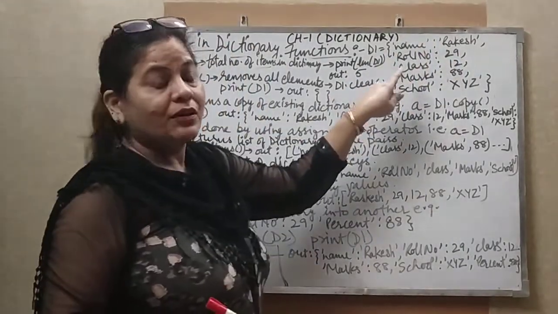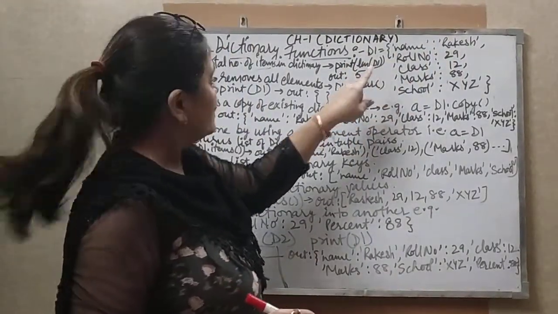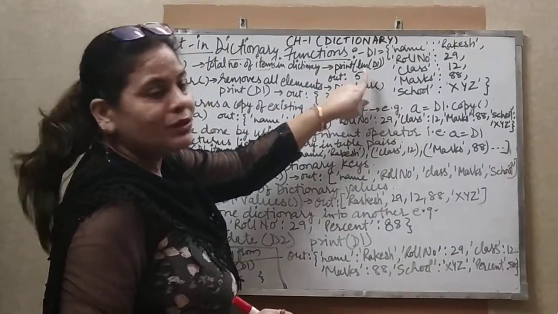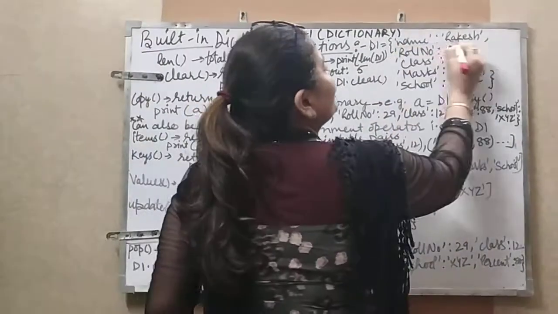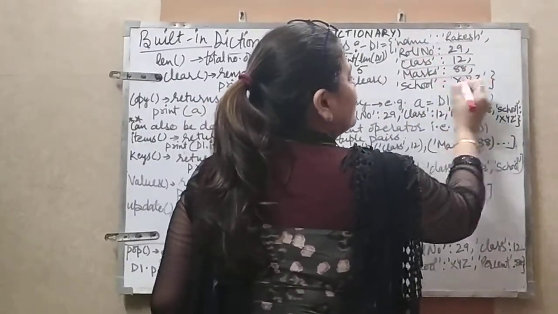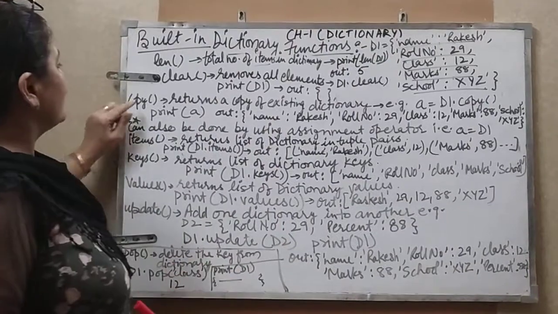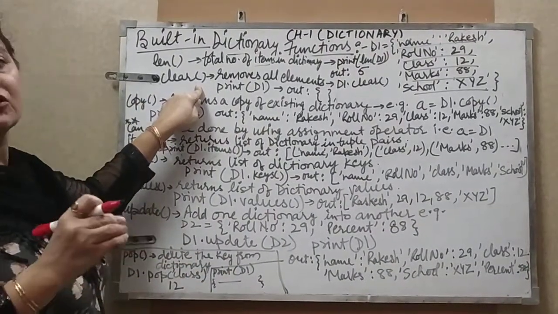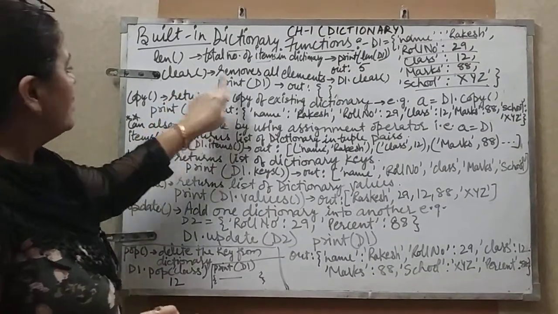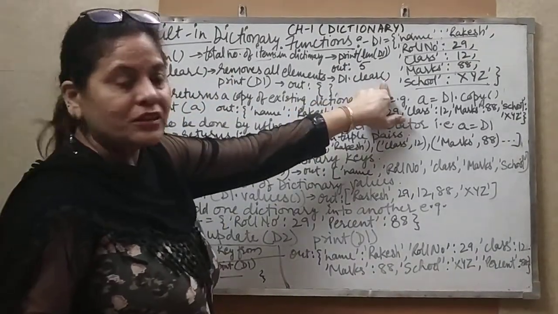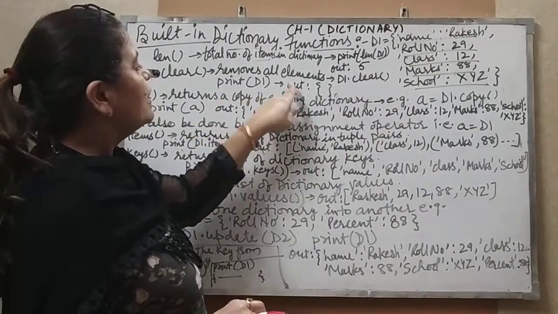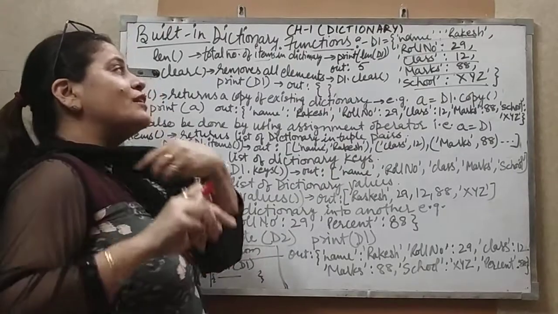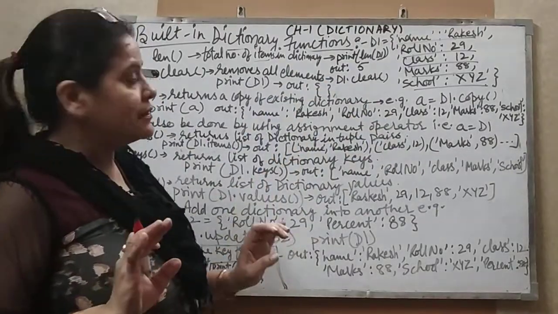How many key value pairs we have in our dictionary? Suppose if I write print len of D1, it will give me the value as 5 because it contains 5 key value pairs in it. Fine. Now the next one is clear function, where clear function means to remove all the elements from the dictionary and to make the dictionary empty. Now for example, D1 dot clear function means that print D1, it will display me a blank curly braces, which means that now all the values from my dictionary are deleted.